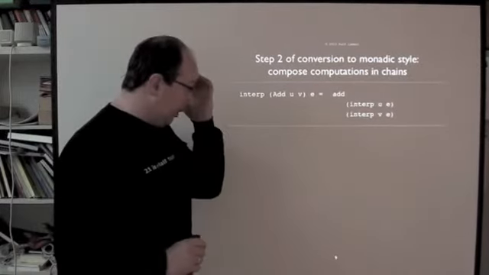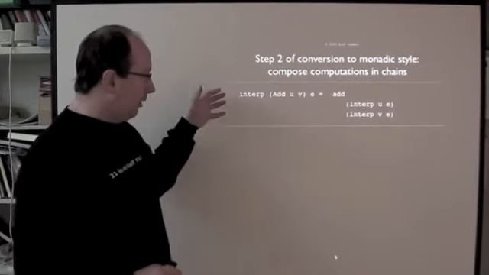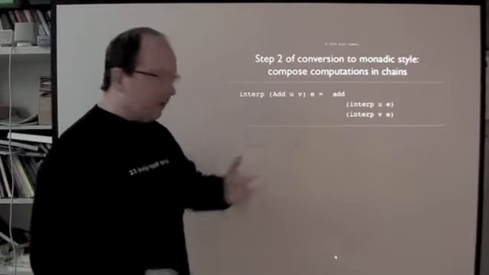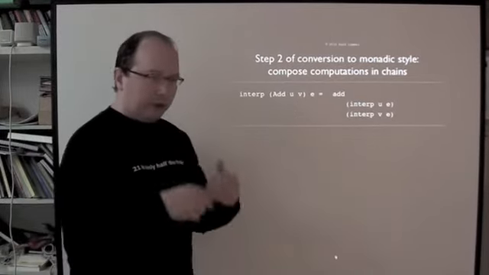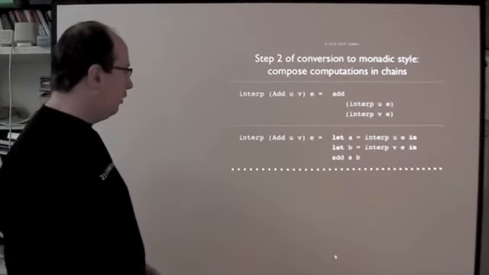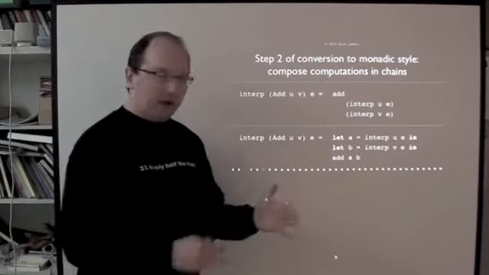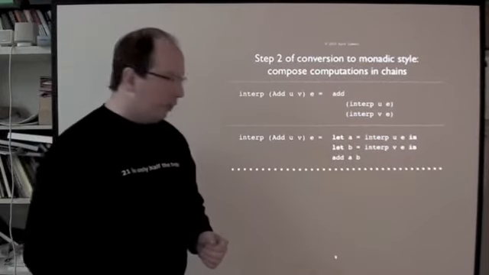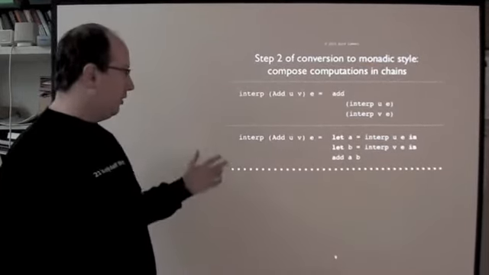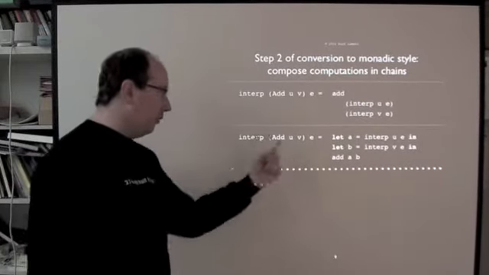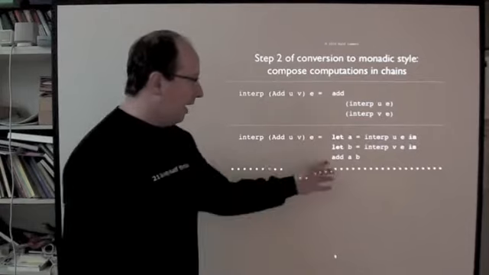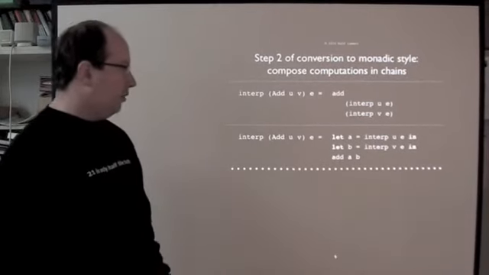Okay. So one thing to notice here is that we use nested function application. So what you need to do in order to become monadic style is sequentialize the program. So what you do is, in this case, you first interpret the left operand and the right operand, and then you apply addition.